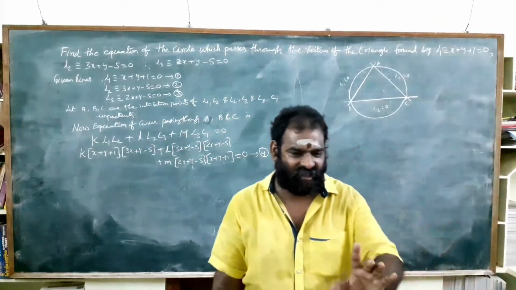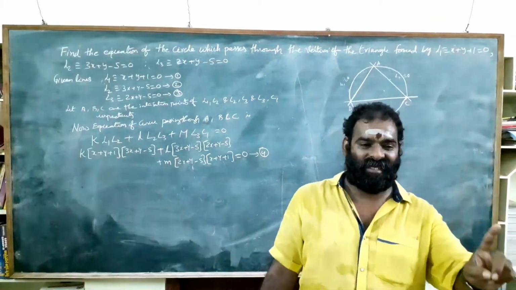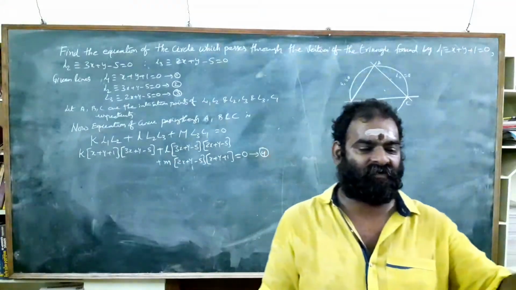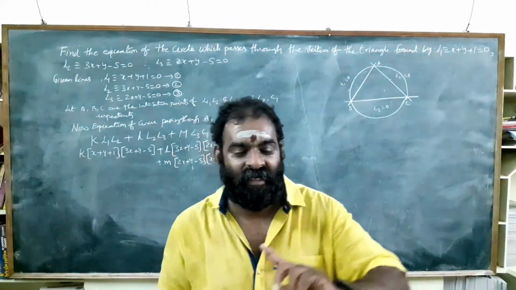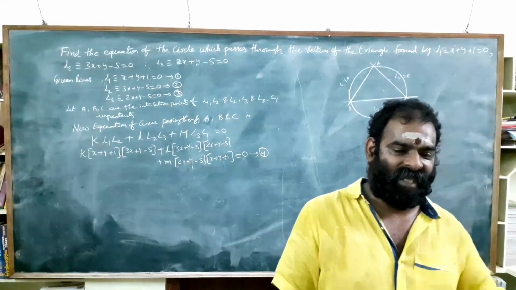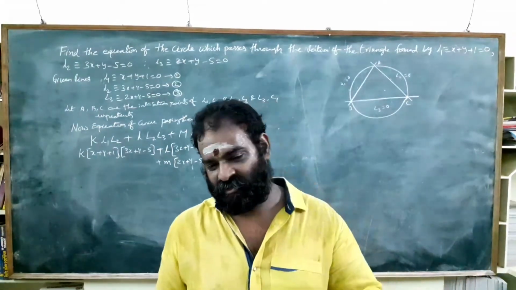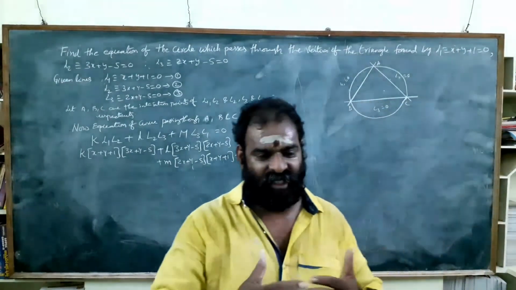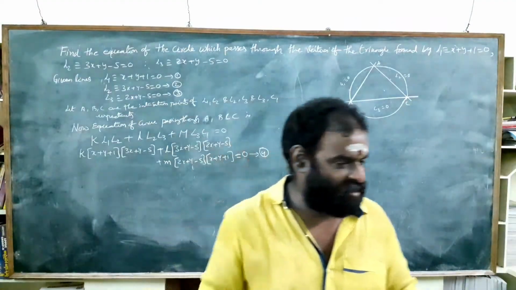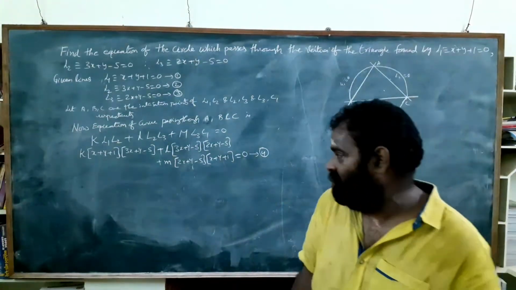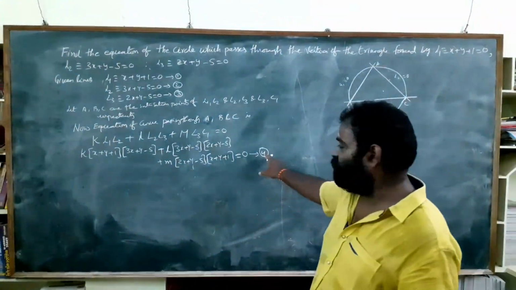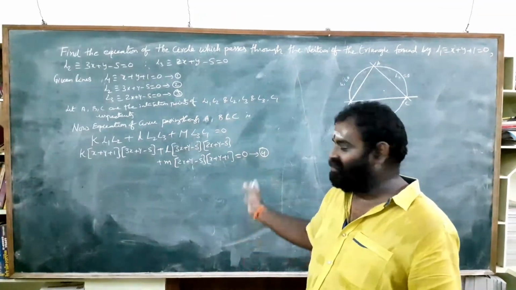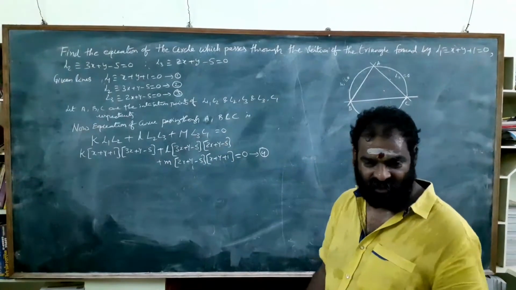What are those three conditions? First condition is A equal to B. A equal to B means coefficient of x square equal to coefficient of y square. And what is the second condition? xy coefficient equal to 0. Okay, so if these two conditions are satisfied, then it becomes a circle. So here, if the fourth equation represents a circle, then it follows the following conditions.